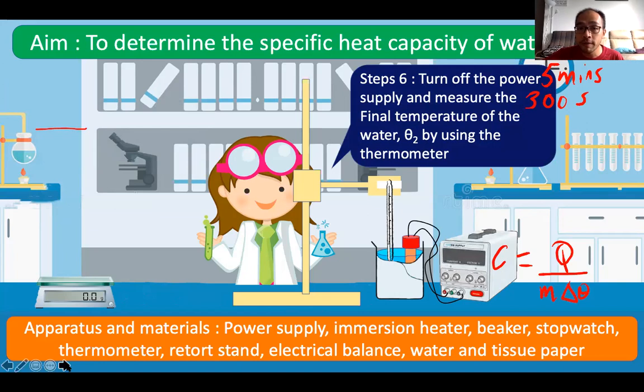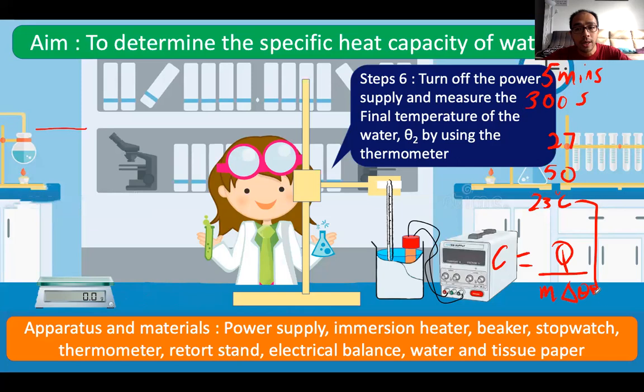Then after you turn off the power, you measure the final temperature. So you have the original temperature, then you heat it, and then you have the final temperature, so you can calculate the delta theta. Let's say the original temperature is 27. After 5 minutes of heating, it becomes 50. So what is the difference in temperature? It'll be 50 minus 27, which is 23 degrees Celsius. That goes into your delta theta.